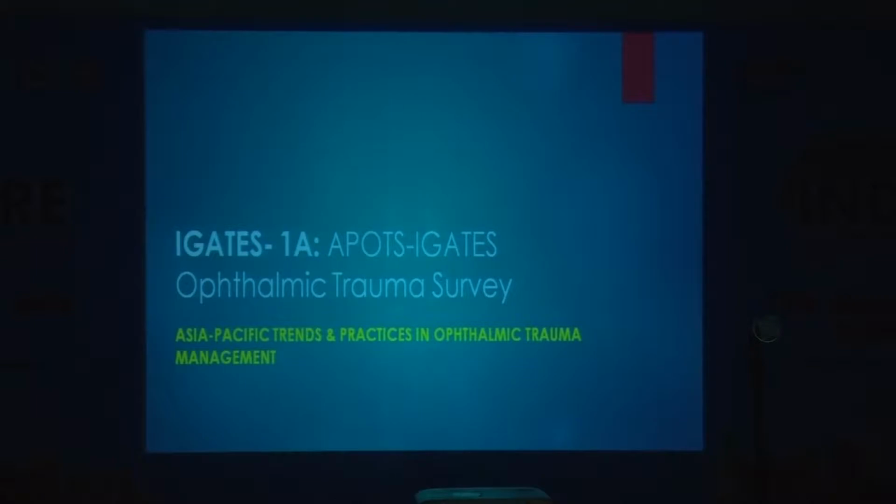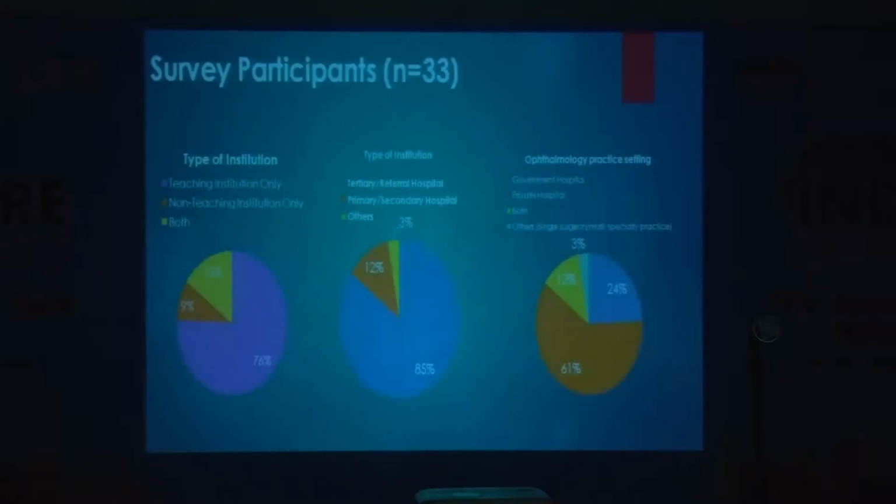IGETS 1A was the survey regarding centers, and the total number is 33 centers. Here we see the type of institution. The majority were teaching institutions. The majority were tertiary care, but important is other. Here the major part is private setting rather than government.